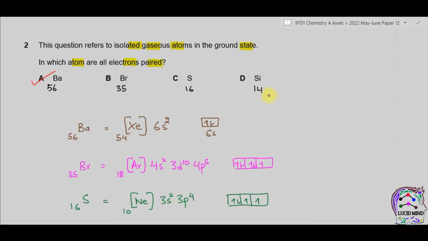And similarly silicon is 14. Now we can use neon, and then again 3s2 and 3p2. So S has paired electrons while P has got 2 electrons that are unpaired, 1, 2. So the correct answer would be barium.